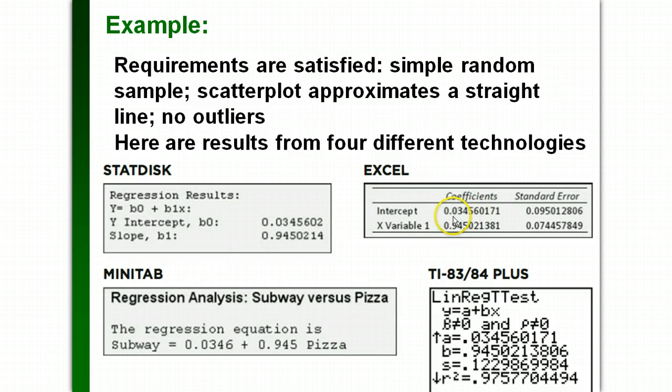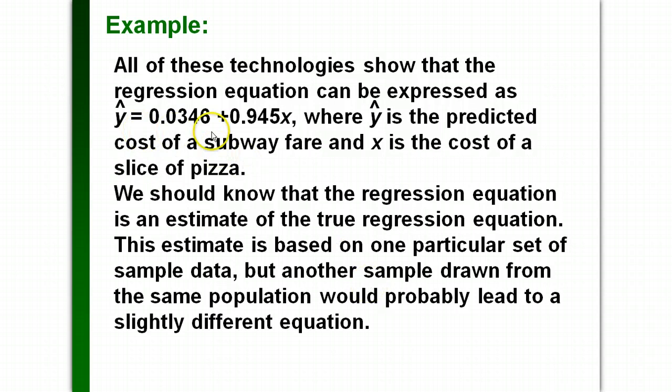The y-intercept is 0.0346, rounding it to 4 places, 0.034. All of them have that same y-intercept, and then the slope is 0.945 in every case. So what we come up with in all cases is this equation, no matter which technology we used.